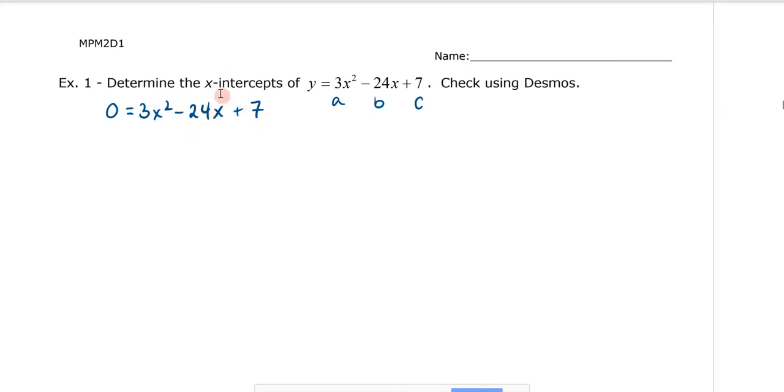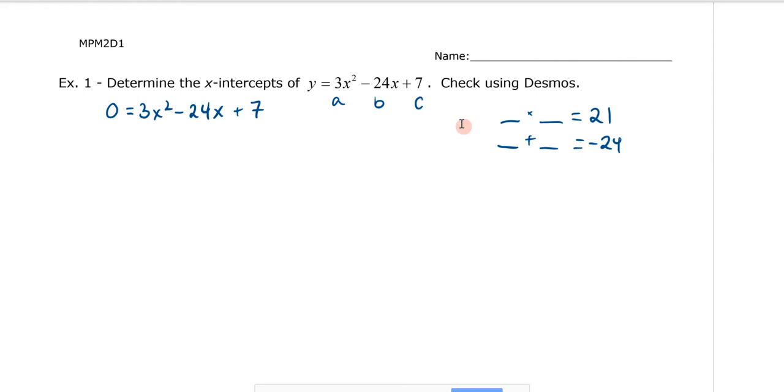Now, if you attempted to use product sum, well, a times c is 3 times 7, which is 21. So you want to find two factors that multiply to give you 21, and those same two factors will add together to give you negative 24. You're going to be scratching your head a long time, not being able to come up with what two numbers will satisfy both. There isn't a pair of numbers that multiply to give you 21 and add up to negative 24. So in this particular scenario, you're going to want to use the quadratic formula.